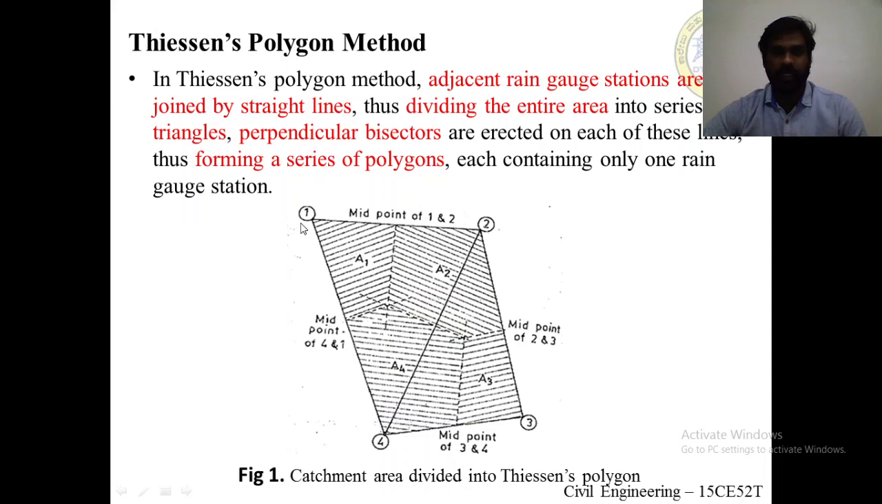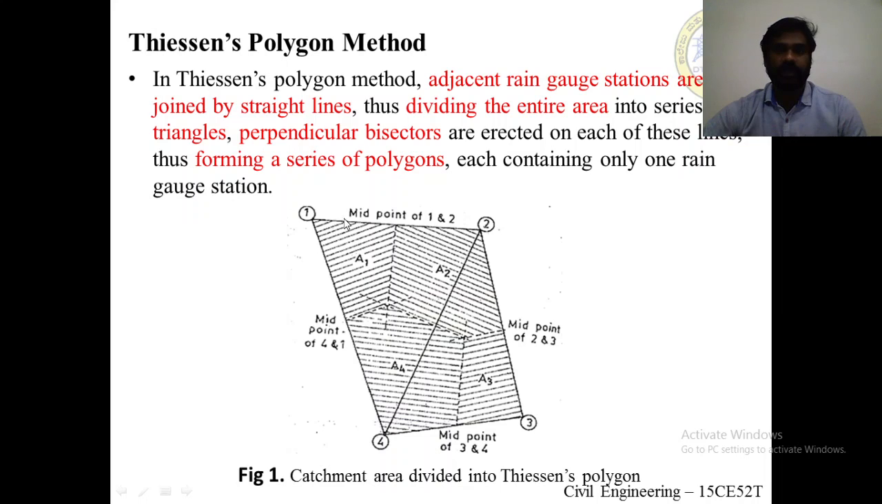And we have to locate all the rain gauge stations. See, these are the rain gauge stations 1, 2, 3 and 4. Then we have to join the adjacent rain gauge stations by straight lines. This divides the total area of the catchment into triangles. See, 1, 2, 4, 2, 4, 3, like this. The whole catchment area will be divided into triangles.